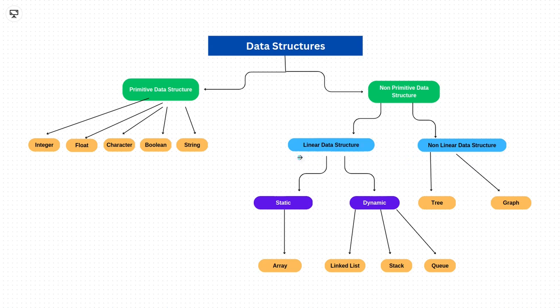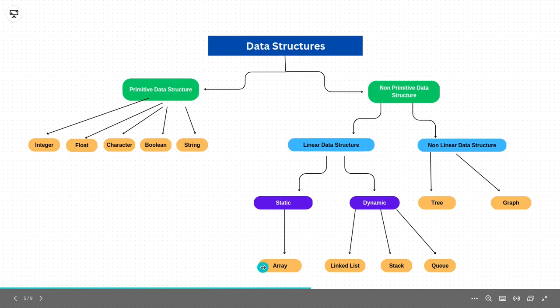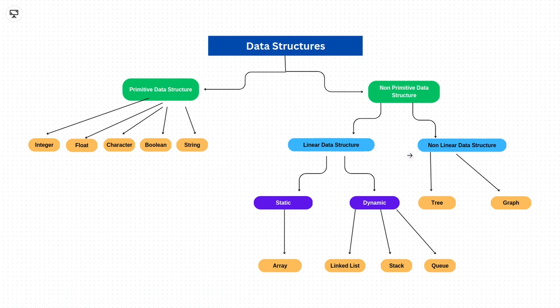So the linear data structure has two properties, which are the static data structure and the dynamic data structure. Under the static data structure, we have the array, and under the dynamic data structure, we have the linked list, stack, and queue. If we go back to the non-linear data structure, we have tree and graph.